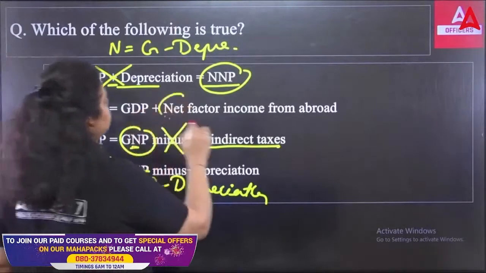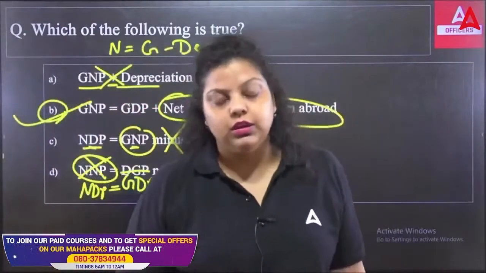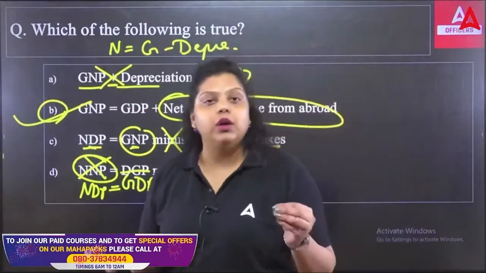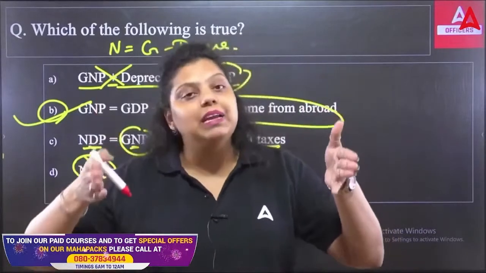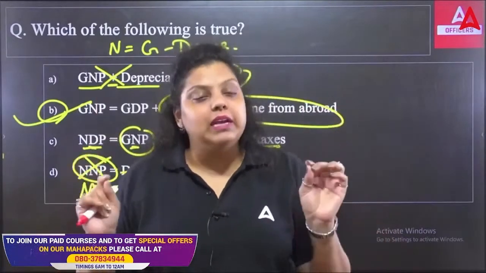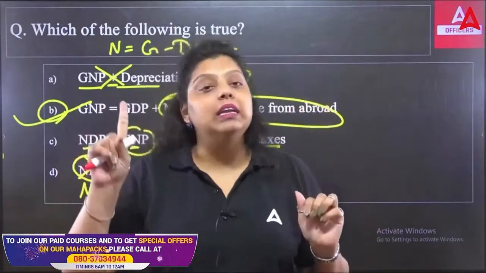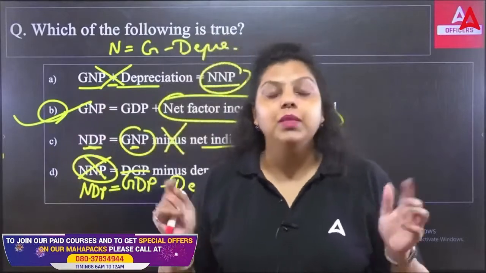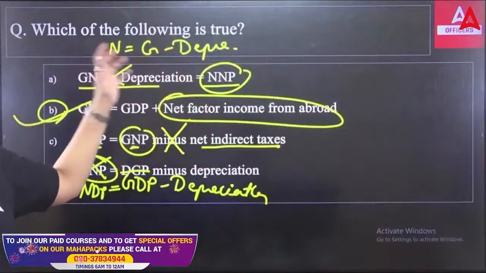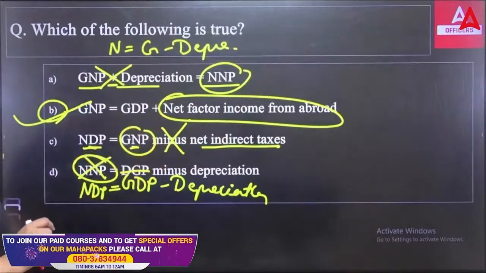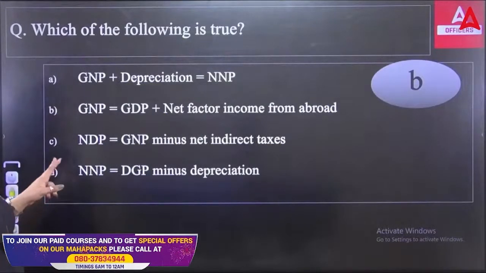Now, what does net factor income from abroad mean? Simply the earning that you are having from the foreign country. Net factor income from abroad or foreign income from abroad, both are the same. How to calculate? Income of Indians in foreign countries minus income of foreigners in India. It means you will be counting the money that has come to India from foreign sources. So the right answer will be option B. GNP equals GDP plus net factor income from abroad.